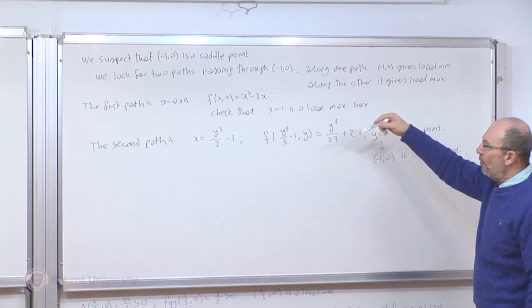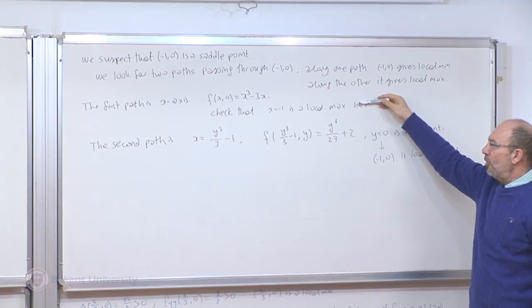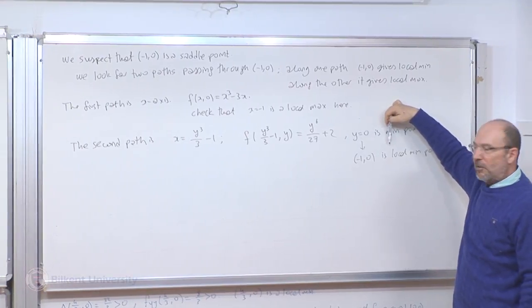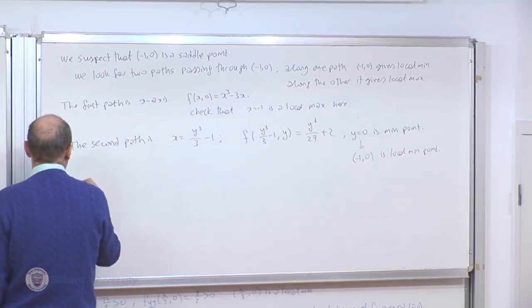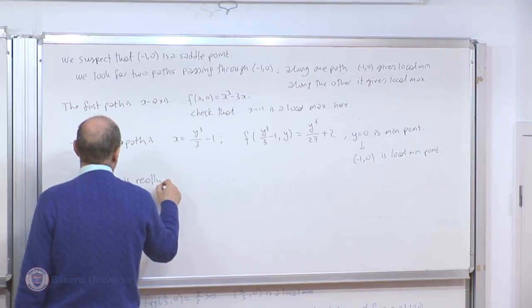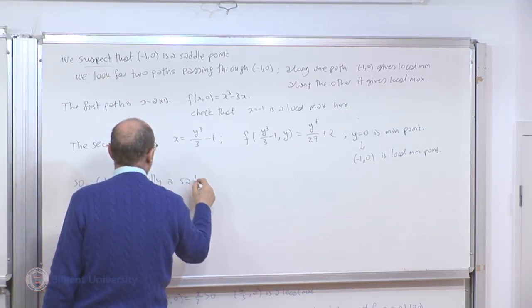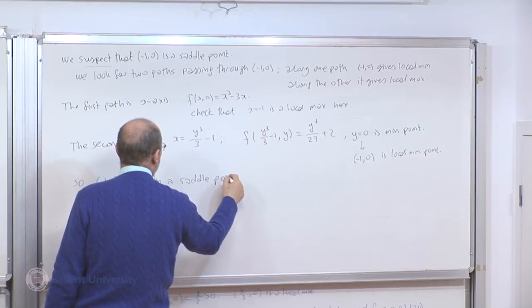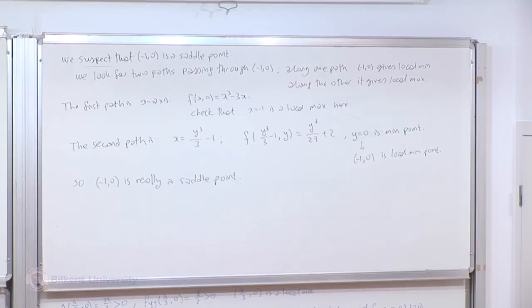Okay, so we found two paths along which, along one of them, the point behaves as a local maximum. Along the other, it behaves as a local minimum. So the conclusion: this is a saddle point. So (-1, 0) is really, we say really because we suspected it earlier, now it's really a saddle point. Okay, so this is what happens.